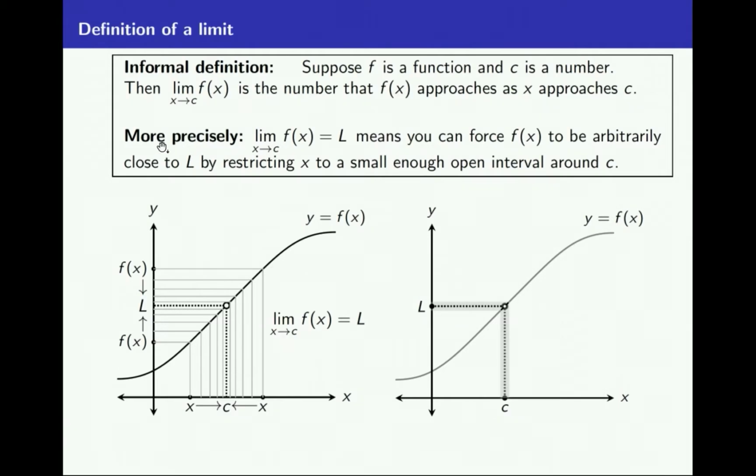So with this picture, we can have a slightly more precise definition of the limit as x approaches c of f of x equals L. It means that you can force f of x to be arbitrarily close to L by restricting x to a small enough open interval around c. So by taking values of x in a small open interval around c, you're forcing f of x to be very close to L. And you can get f of x as close to L as you want. You can guarantee that f of x will be as close to L as you want by choosing this open interval around c with your allowable x values to be small enough.